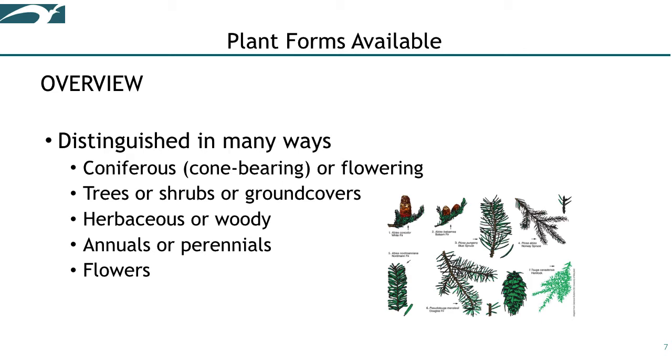Distinguish in many ways your coniferous, which is the cone-bearing or flowering evergreen, trees or shrubs or ground covers, where you want to put them in your landscape, herbaceous or woody plants, annuals or perennials. Some folks really love the annuals, but others want only perennials. Perennials are what will come back every year, but a little bit of mixture between the annuals for a little color and the perennials helps to make the landscape design look very beautiful. And think about the flowers that you want to give as a showstopper.